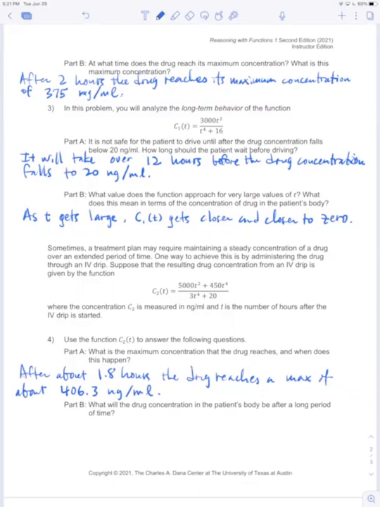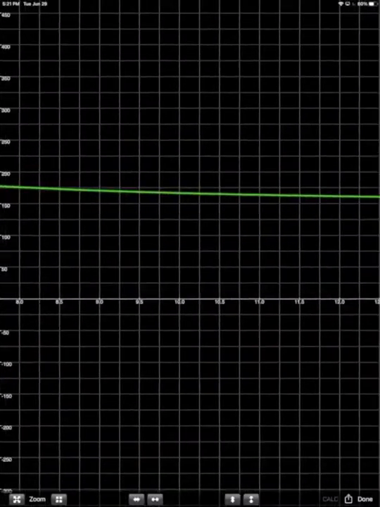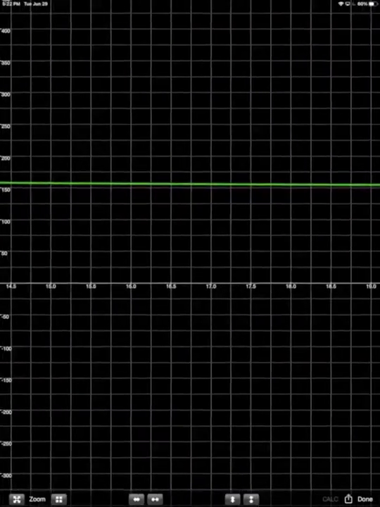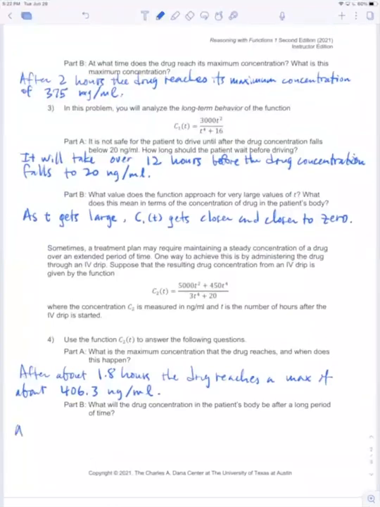nanograms per milliliter. For part B, what will the drug concentration in the body be after a long period of time? Okay, back to the graph. After a long period of time, we continue and continue. We can see that the curve is getting closer and closer to like 150. So let's take that and go back here and say as t gets large, C sub 2 of t gets closer and closer to 150. So the drug concentration gets very close to 150 nanograms per milliliter.